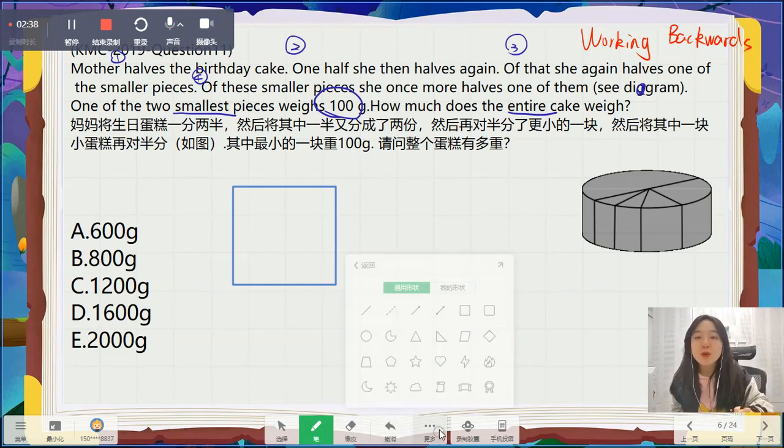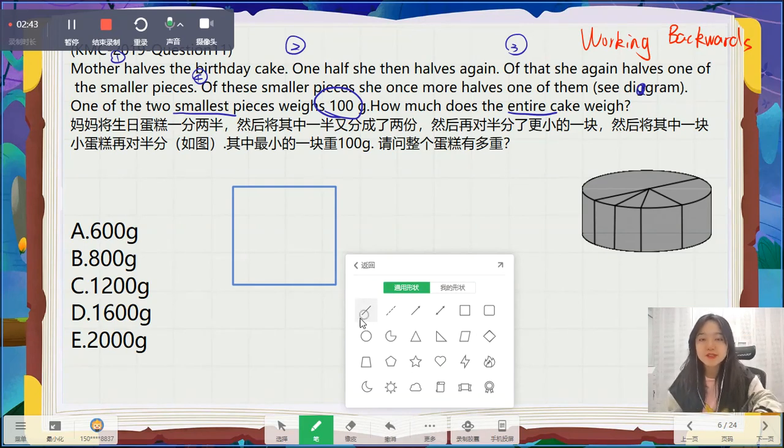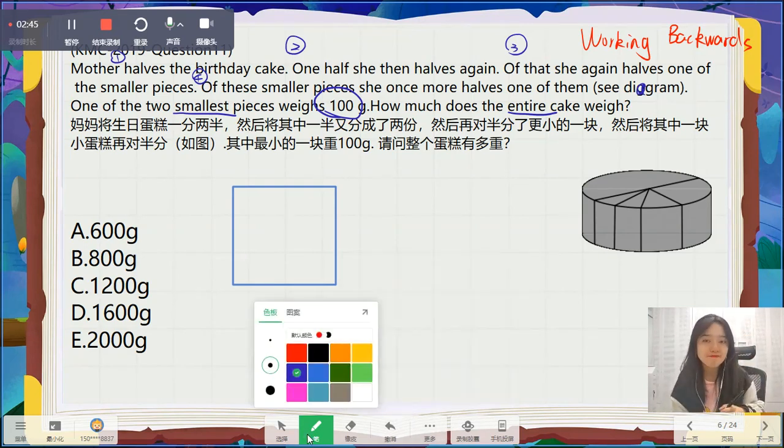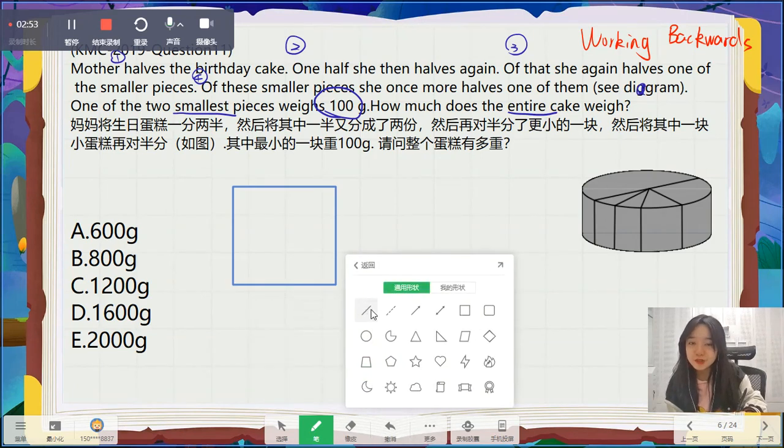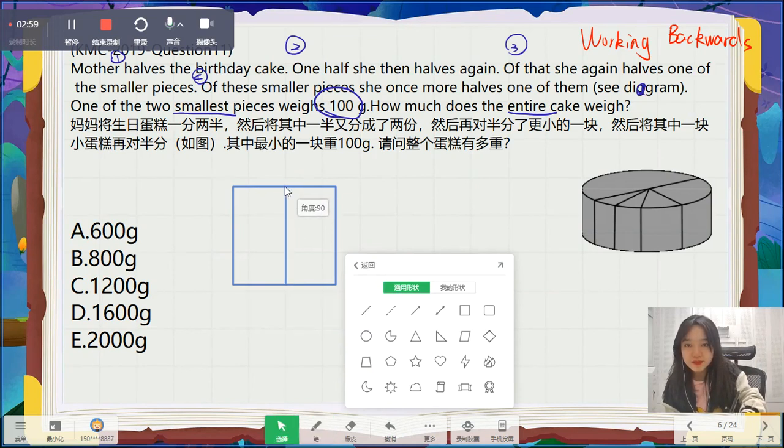And then we will cut it into two halves. So first we have to understand, what does half mean? Half means the two parts, are they equal or different? Perfect. It should be equal. Okay, they should be equal. So now let's cut it into two equal parts. Like this.